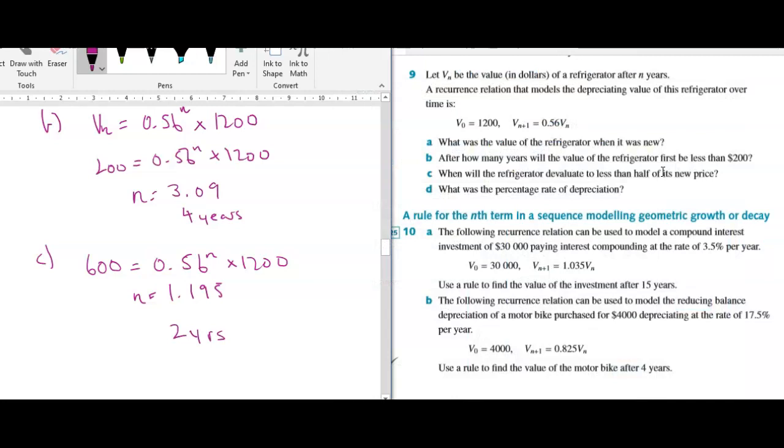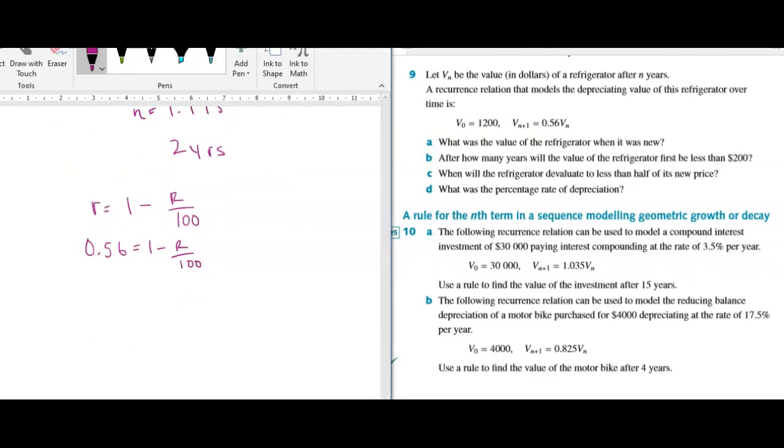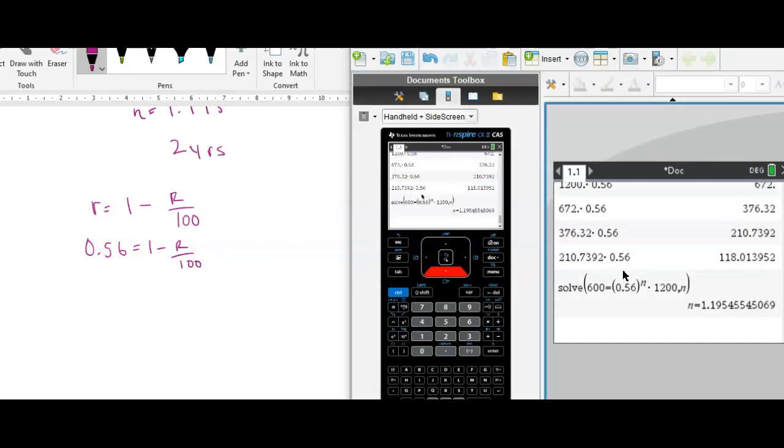All right, what was the percentage rate of depreciation? So R, or your common ratio, I don't like they've used capital R, but anyway, is 1 minus your interest rate over 100. So our value of R for this is 0.56. 1 minus R over 100. So that's what you do for percentage rates. And you can just solve for R on your calculator. So this is just going back to geometric sequences when we had percentage increase and decrease.